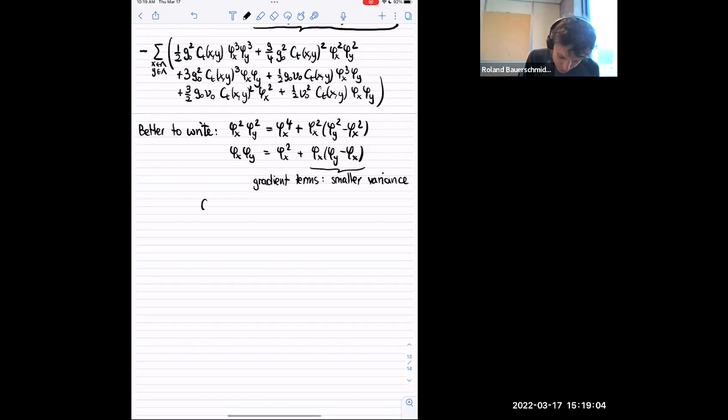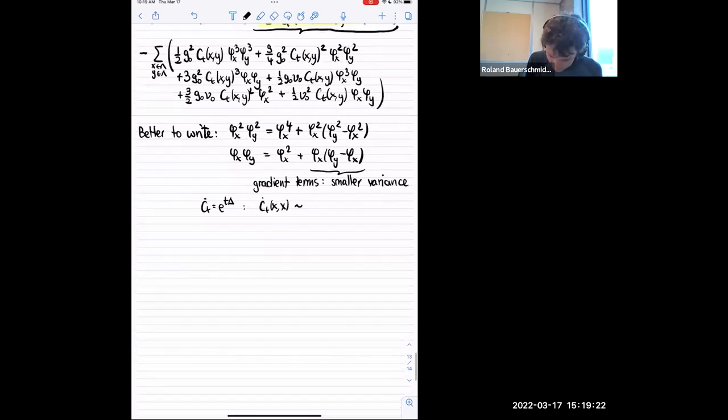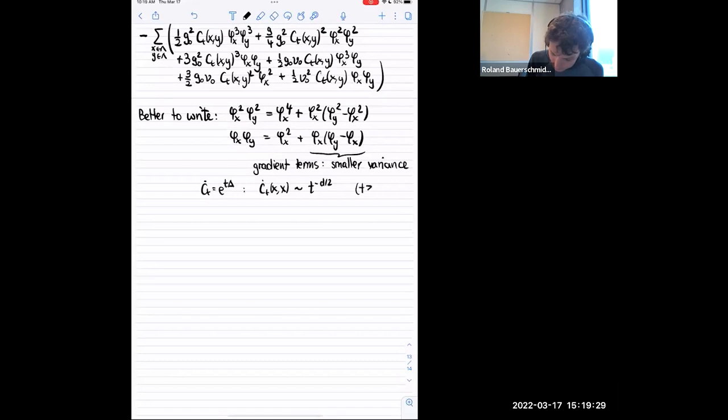So for example, if C_t is the heat kernel, so say e to the t delta, and we are on the lattice, say on the unit lattice, well then, if you look at what happens on the diagonal, the heat kernel decays like t to the minus d over 2 or so for large t. Well, if you're looking at gradients, so this gradient notation is now a discrete gradient, so a finite difference, or you can directly look at the difference if you prefer, well, these decay with better powers of t. So it's t to the minus d plus the number of derivatives over 2 now. So it decays much faster. They have much smaller variance under the Gaussian measure.